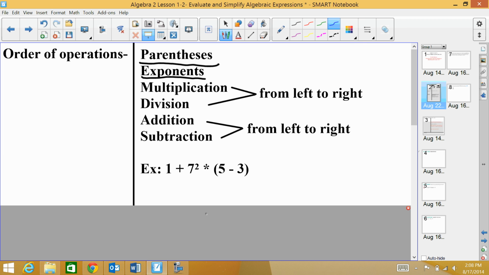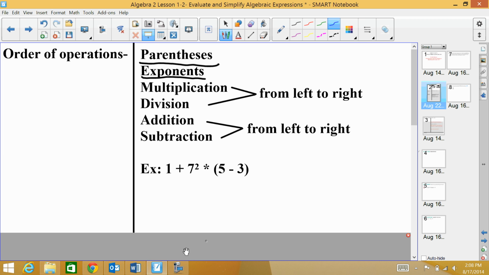All right, let's go ahead and practice using PEMDAS. In this, we want to follow PEMDAS, so we look for parentheses. And we have parentheses here, so we're going to work that out. So 5 minus 3 would be 2. And then we're going to do exponents. So 7 squared would be 49. And we'll keep our multiplication symbol in there.